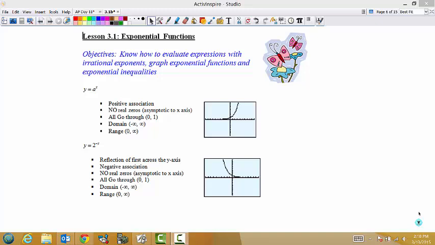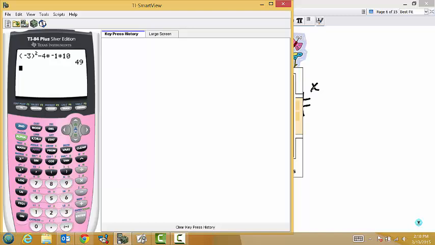Okay, this video is lesson 3.1 on exponential functions. We're just basically looking at what exactly an exponential function is. All exponential functions are in the form some number raised to the x, like it might be 2 to the x, 3 to the x, 4 to the x.